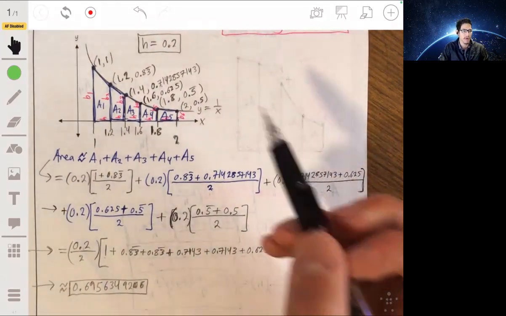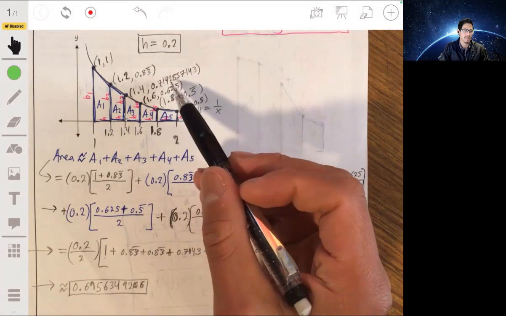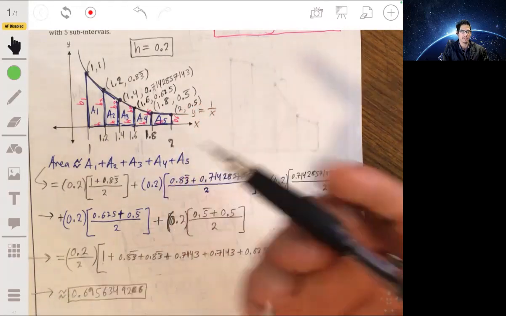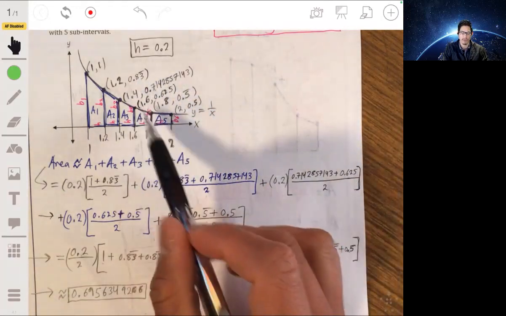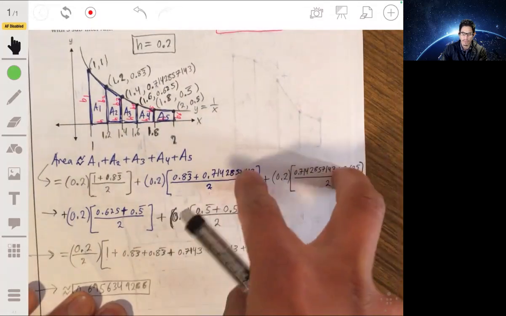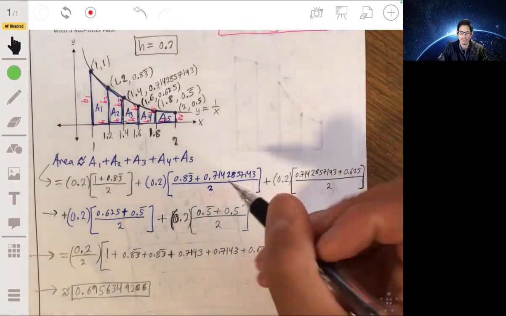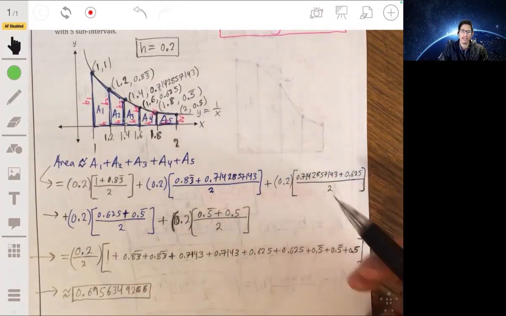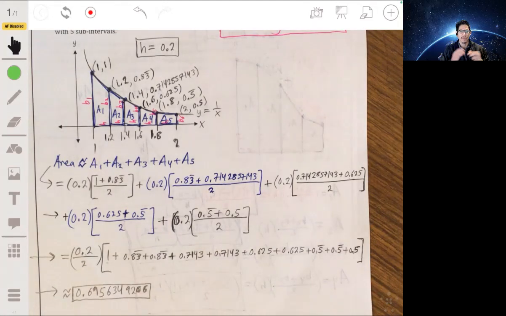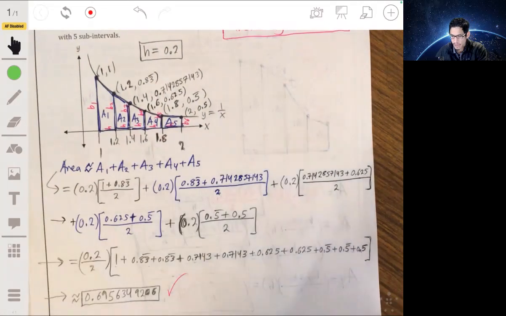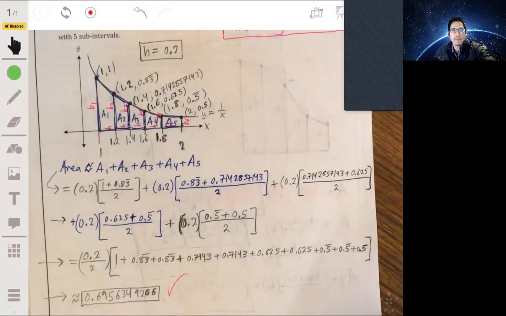Now, just a side note, I wrote these as approximate decimals here just to help you understand the concept. Usually, when I'm doing a problem like this, I leave all the bases as functions, like 1 over 1.6, 1 over 1.8, and not compute until the very end. That way, I get a more precise answer. In either case, you should get something a little less than 0.7. All right, so there you go. Good luck. I hope that helps.